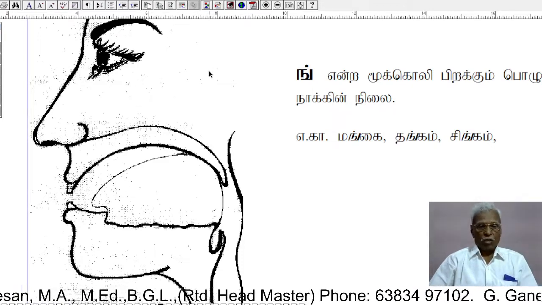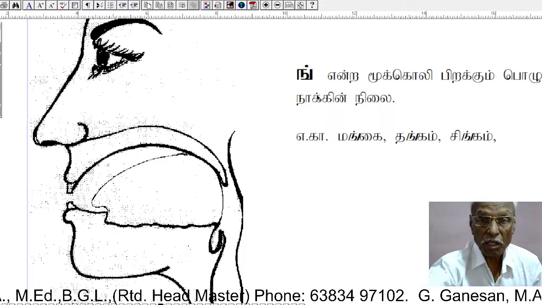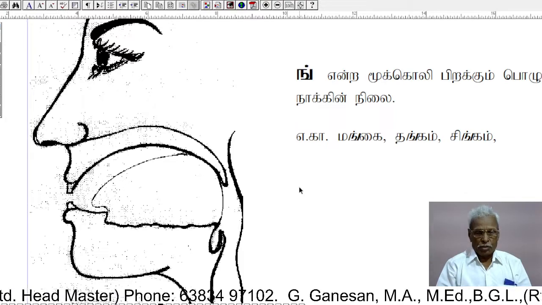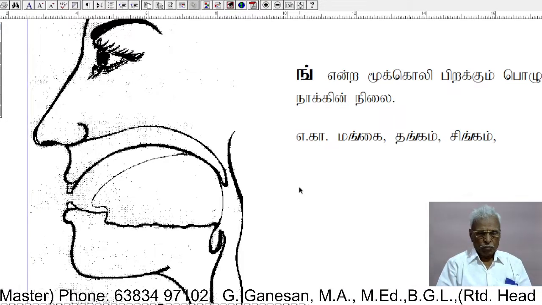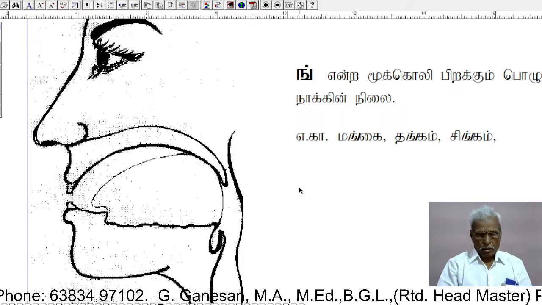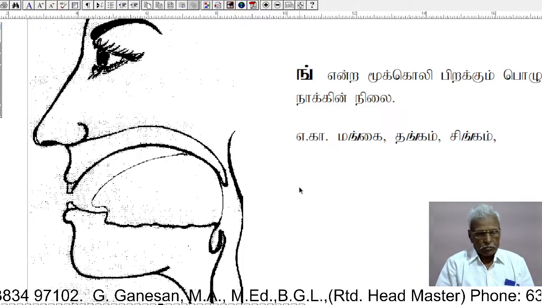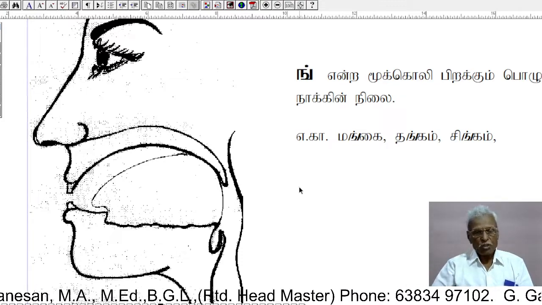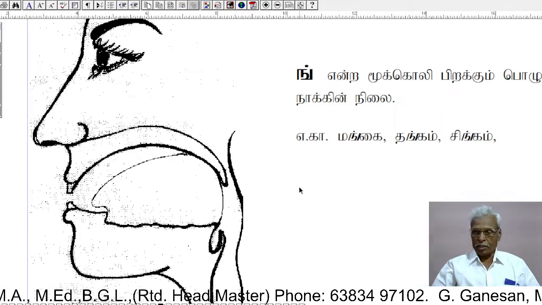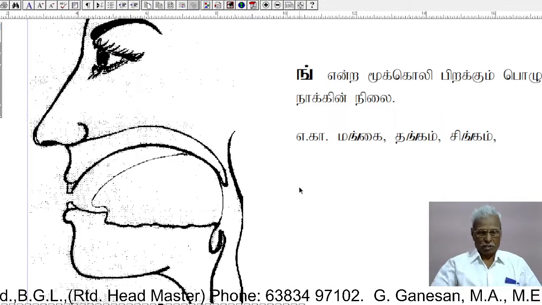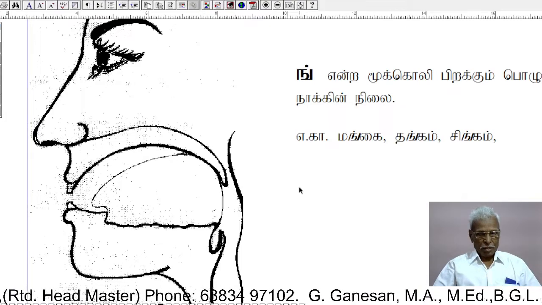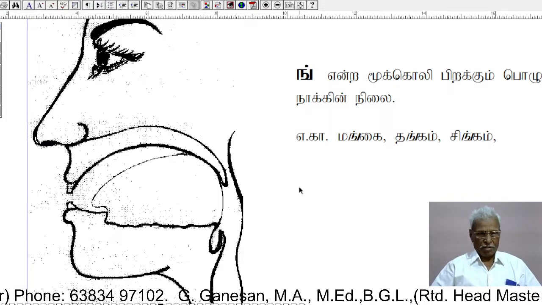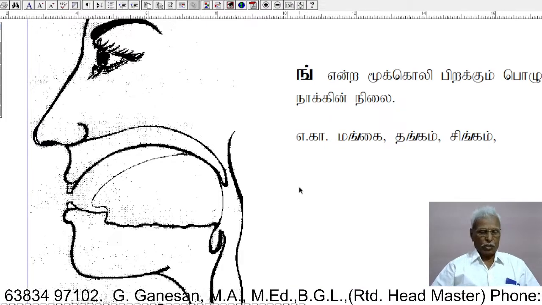Let us see how the second phoneme, its name is 'ing', is formed. Again, according to Tolkappiyar, this phoneme is produced by raising the back of the tongue towards the soft palate and making a tight contact with that. Now some more explanations regarding the production of this phoneme.